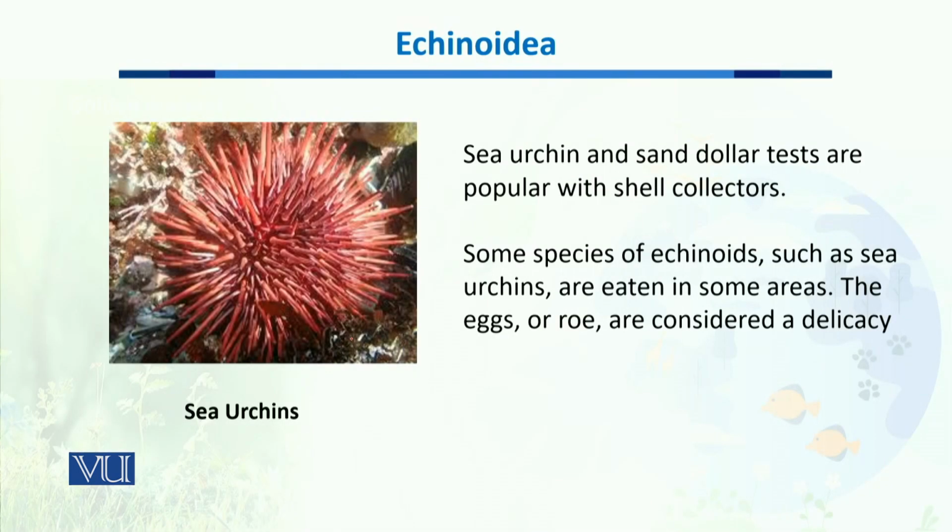ocean. As you can see, another example, the sea urchin here, is popular among shell collectors, those people who like to collect different colored shells and different unique shells. They like to collect their structures as well, their bodies as well. Some species of echinoids, some delicate sea urchins, are also eaten in some parts of the world. Their eggs are also considered a delicacy, and they are part of the food of people in some areas of the world where they live near the oceans.